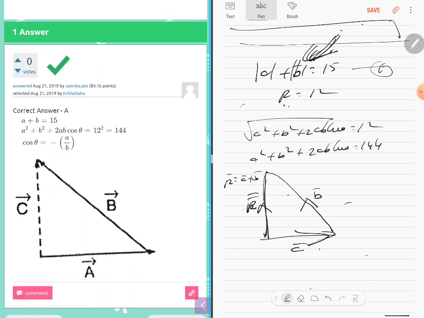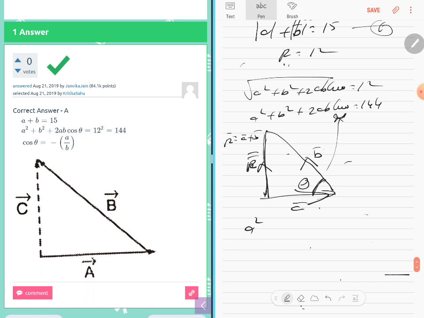So a vector, b vector, and the resultant is your c vector. This gives you an angle. Cos theta is the angle between a and b, correct? And cos theta itself is a by b. Can I substitute cos theta as a by b here? Correct? So a square plus b square plus 2ab into a by b. So b and b get cancelled. A square plus b square plus 2a square, which is 3a square plus b square, itself is 144.